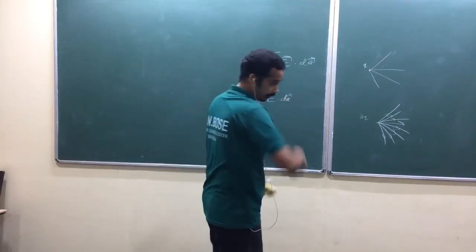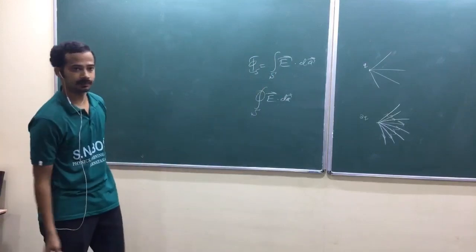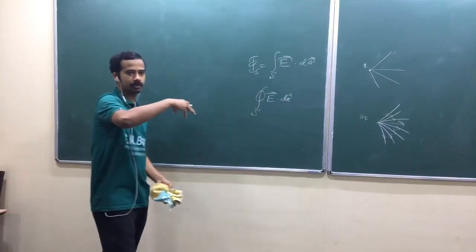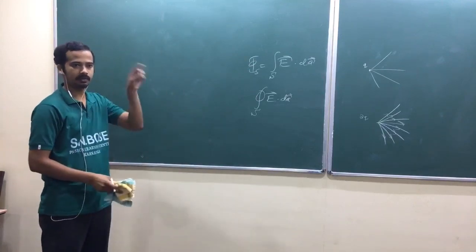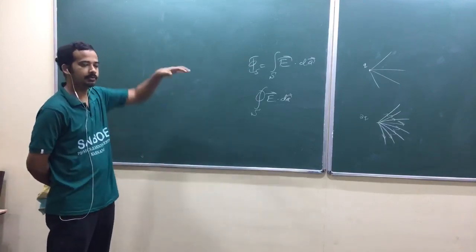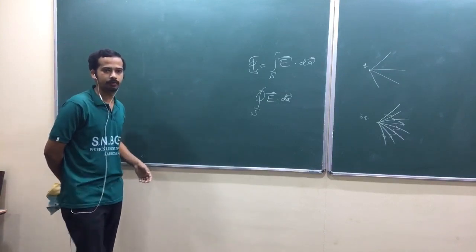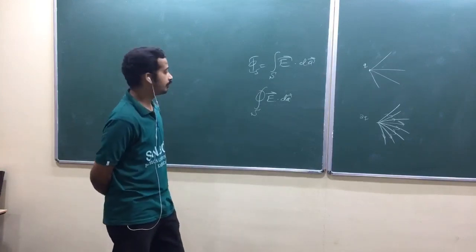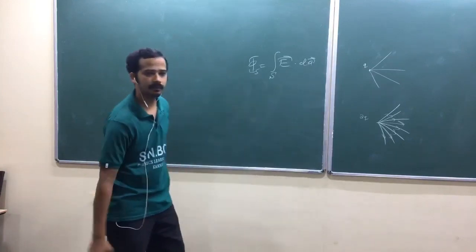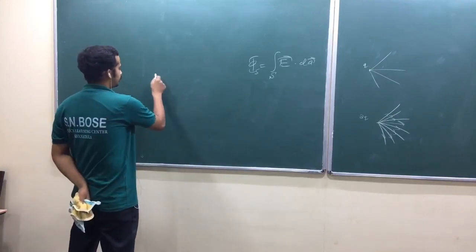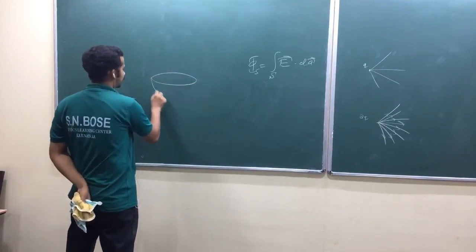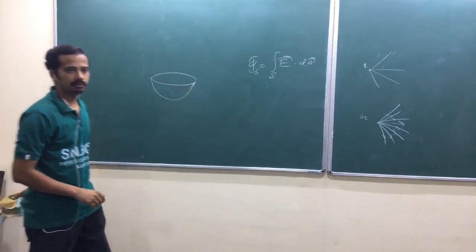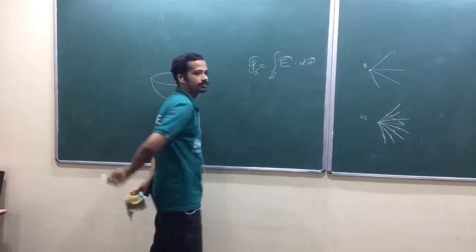Closed surface: suppose a spherical surface, that is a closed surface. Open surface, for example, your ice cream cone. That's an open surface, am I right? It's open on one side. Suppose a hemispherical bowl, that's also an open surface. So here one problem comes. In the case of an open surface, suppose I take a hemispherical bowl, what is the direction of dA that you have to choose?